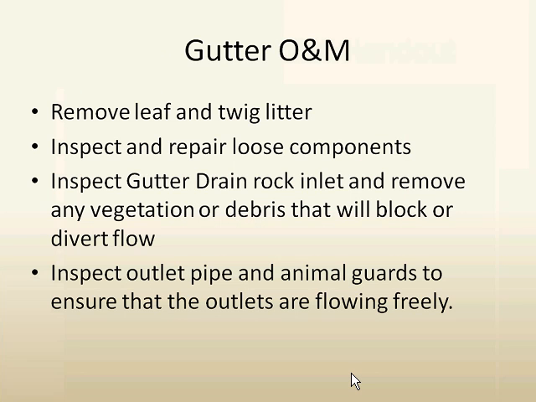I wouldn't be a good engineer if I didn't talk about O&M briefly. Remove leaf and twig litter, inspect and repair loose components, and inspect the gutter drain if you have rock infiltration drains. Make sure that nothing is blocking the flow of water into that drain or diverting flow away from it somehow. Inspect outlet pipes, make sure that you have animal guards, which would be important in those outlet pipes, and ensure that they are free-flowing.